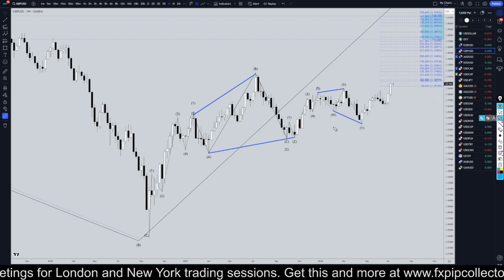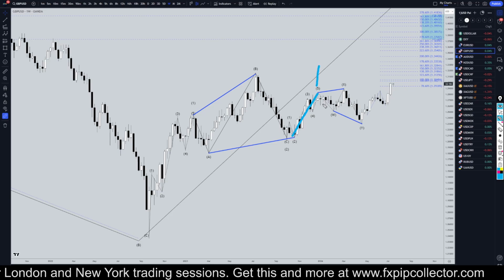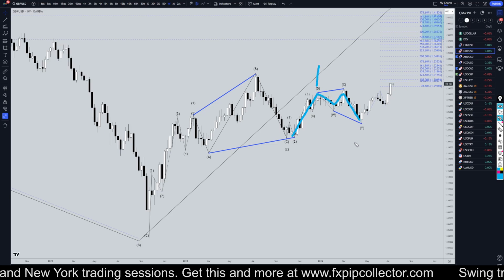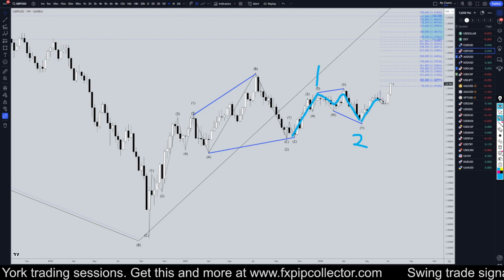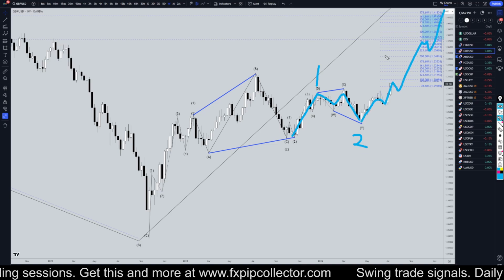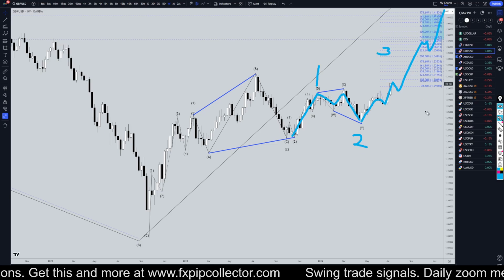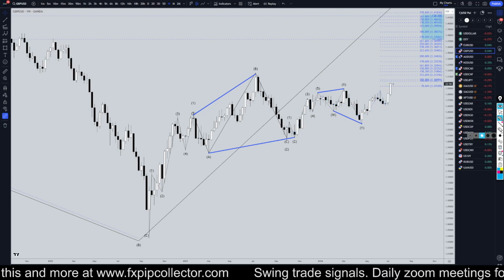On the weekly time frame, that means that this right here should be a wave 1. That means this right here should be a WXY of wave 2. And that we should be in a wave 3, which should continue on these much higher time frames to make higher highs, higher lows in this big wave 3.